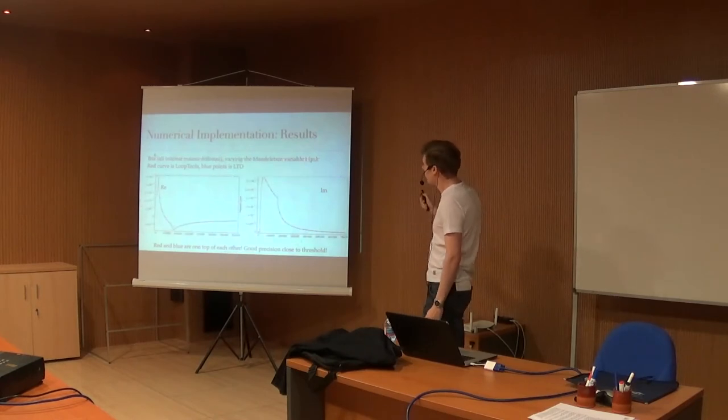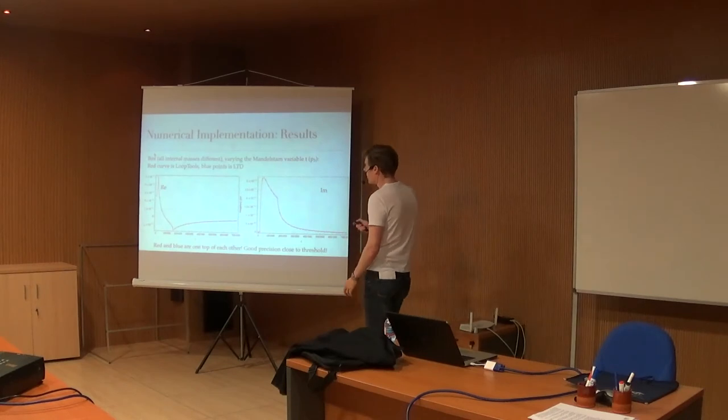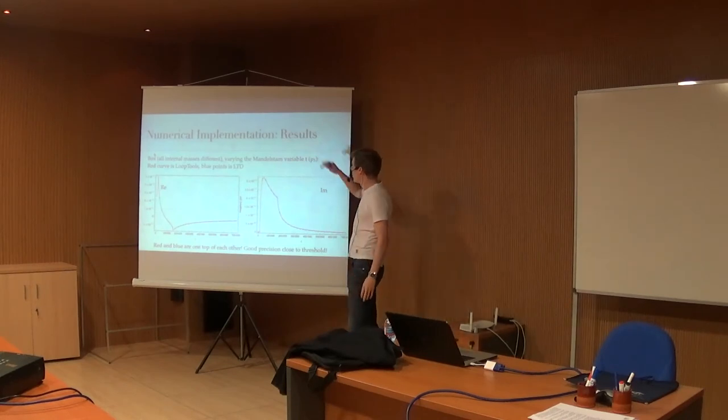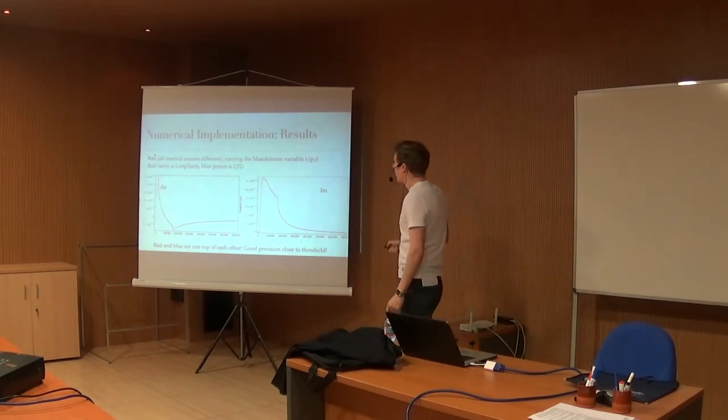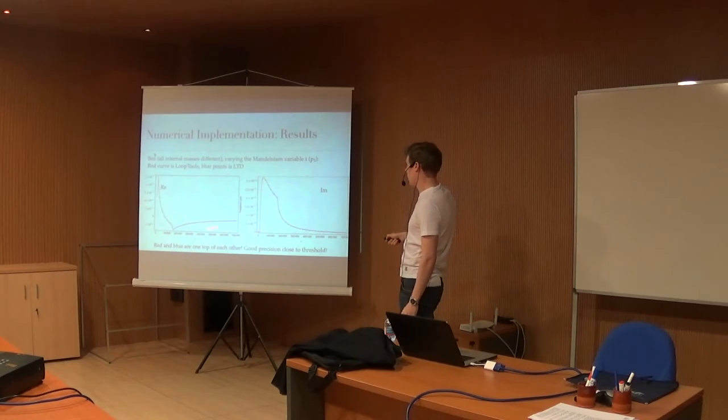Then you can also go to the box level, and this time you scan over the Mandelstam variable T. We did it by simply varying the external momentum P3. And also there you can see that you get really nice agreement.